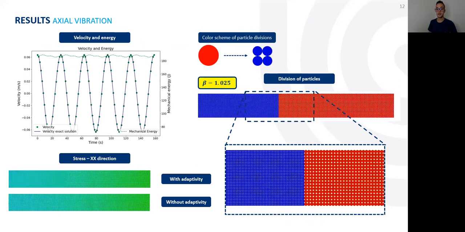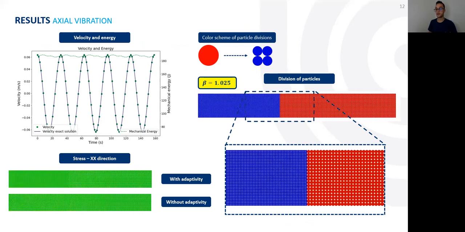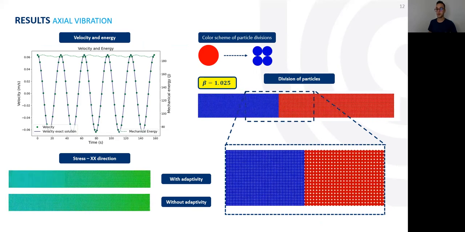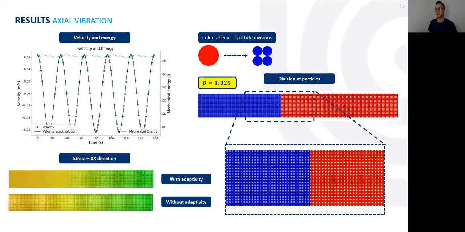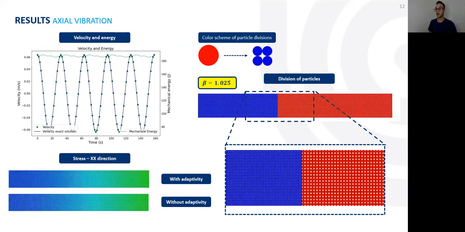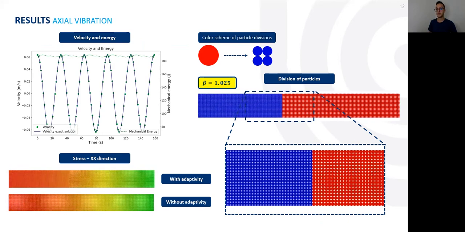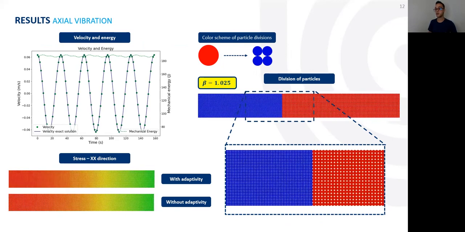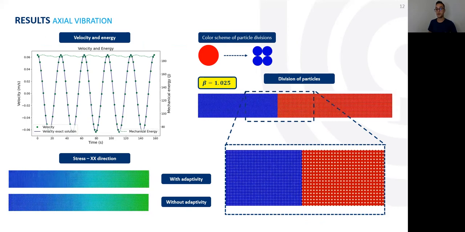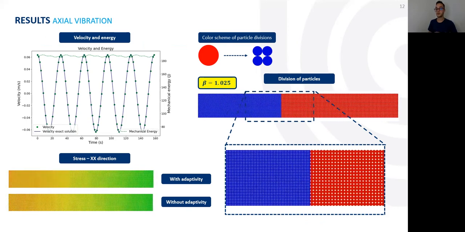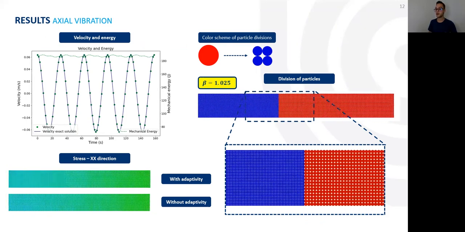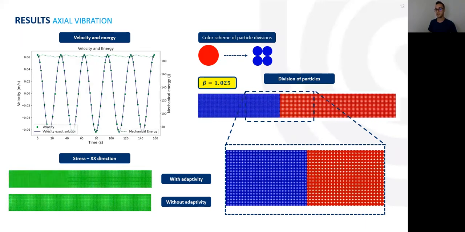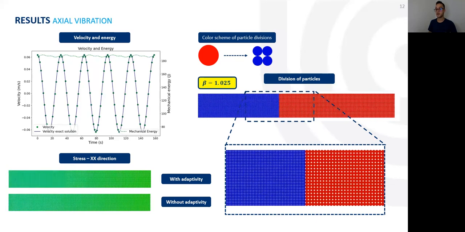And after that, the subdivisions stop. And in the figure, you can see that the exact solution for the velocity, the blue line, matches our results, the green dots. And the mechanical energy of the system, the dashed green line, is also conserved. So even after particle subdivisions, the numerical solution agrees with the analytical solution. We also show a comparison of the stress field in the x-axis direction during the simulation, using our adaptive scheme and without it. And as you can see, the results are visually equal.